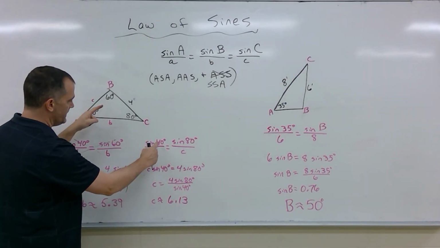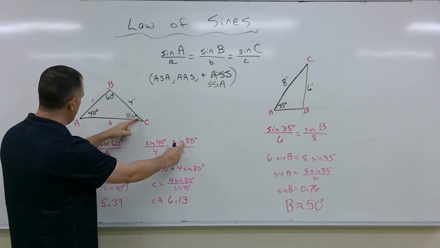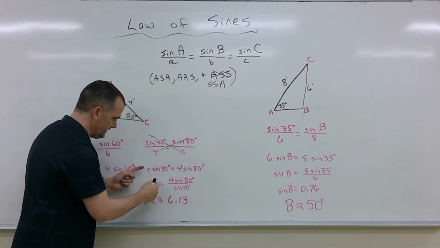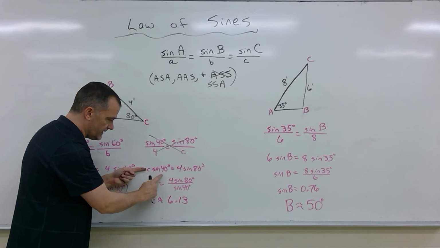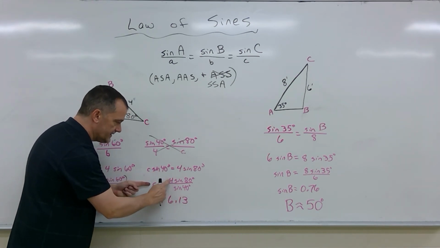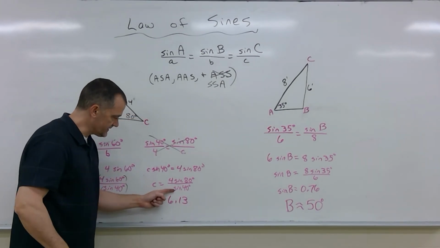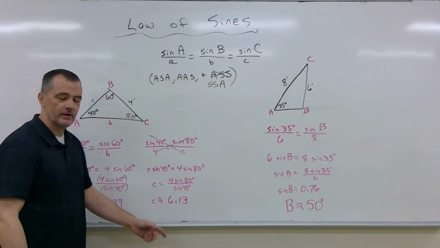The sine of 40 is to 4, as the sine of 80 is to c. I cross multiplied, got this, divided both sides by the sine of 40, and then typed in 4 times the sine of 80, enter, divided by the sine of 40, and got 6.13.